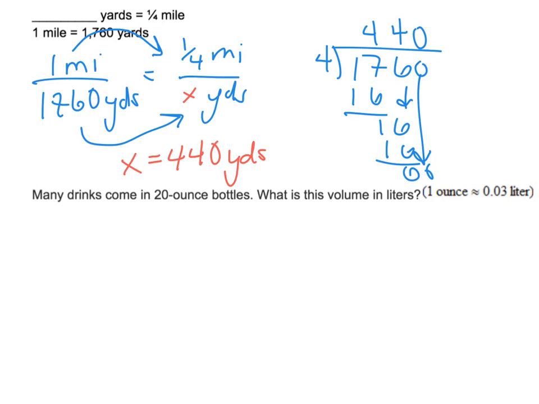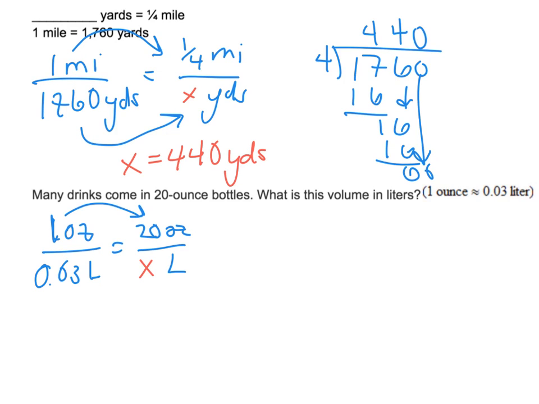So a 20-ounce bottle we can convert to liters by saying, well, 1 ounce is equivalent to 0.03 liters, and that is equal to 20 ounces for every X number of liters. So again, from 1 to 20, I would simply multiply by 20, which means I'm going to do the same thing down here. 0.03 times 20. Well, 3 times 2 is going to be 6, and I need to remember to place my decimal point, so I'm going to end up with 0.6 liters.